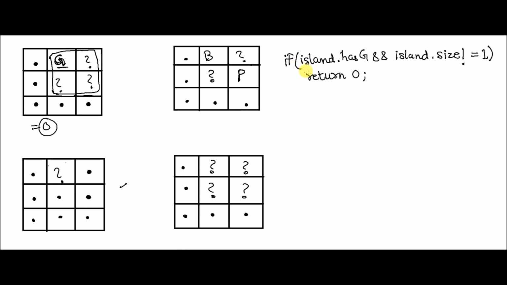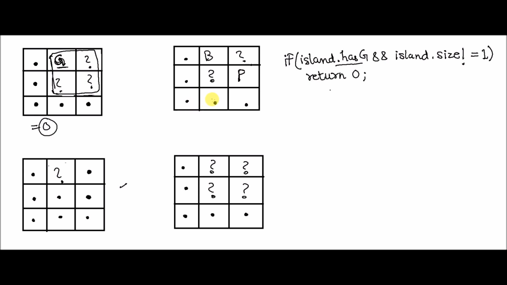Okay, so I have written this. If our island has a grizzly bear, that is island dot has g, if it is true, and the island size is not equal to 1. The island size here is 4. So if such is the case, then we have to return 0 because grizzly bears do not like to have neighbors. So now let us look at the second example.